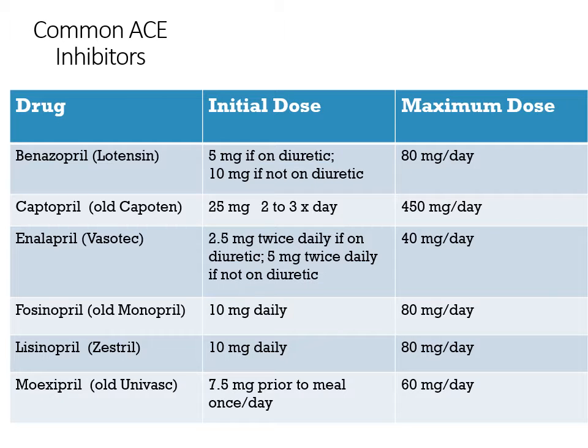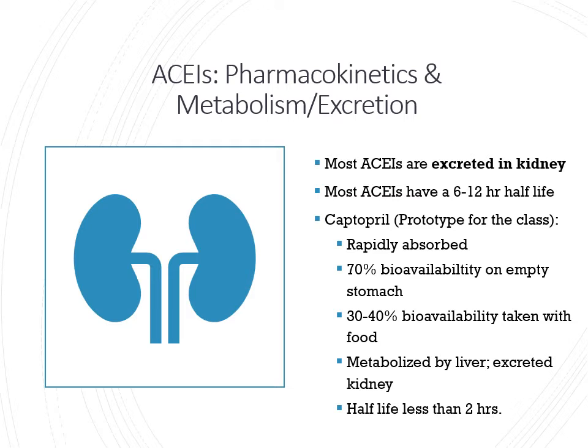So these are the common ACE inhibitors that we use and their initial doses and maximum doses. And most of these can be combined with hydrochlorothiazide, which actually can offset the elevation in potassium you can get with ACE inhibitors. Most ACE inhibitors are excreted in the kidney and metabolized by the liver. Captopril is considered the prototype for the class, which is rapidly absorbed and on an empty stomach has a high bioavailability of around 70%.